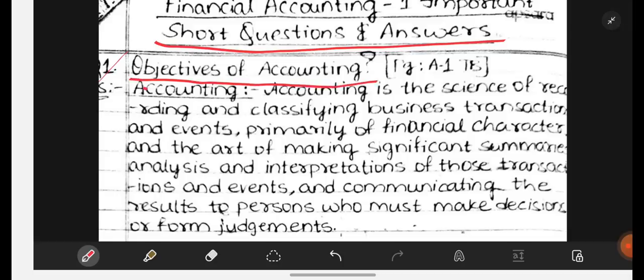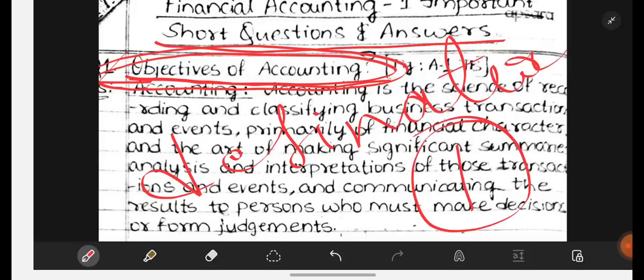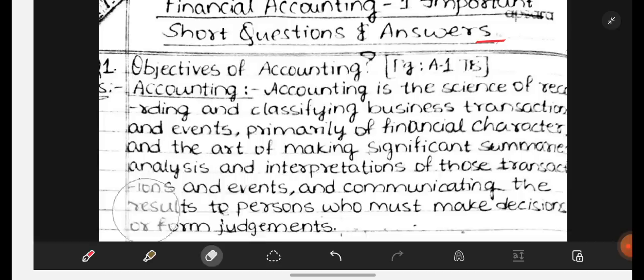First is objectives of accounting. If they ask you any question regarding accounting, first you need to write the definition. After writing the definition only you have to start the answer. And for short questions, one side is definitely necessary. If you want to write more than one side, you can write 1.5 sides. But one side is definitely necessary. Okay, so let us see.